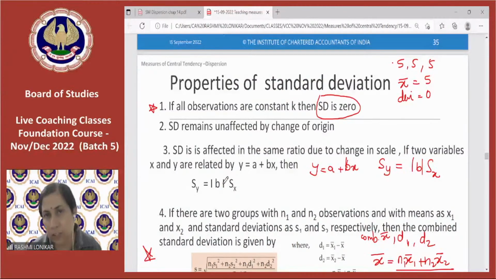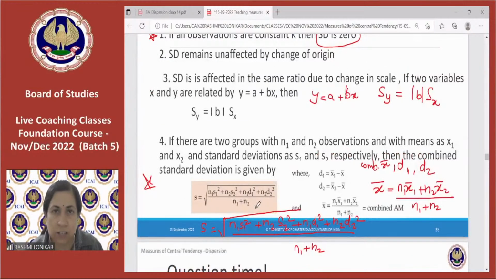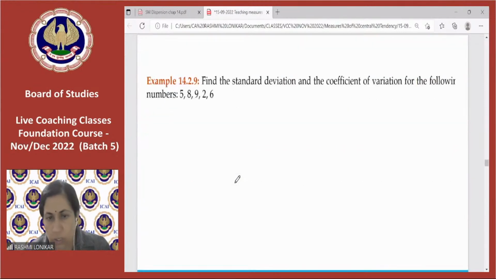Second, it is unaffected by change of origin. Third, it is affected by change of scale, that is sy is equal to mod b into sx. And the combined standard deviation is given by n1 s1 square plus n2 s2 square plus n1 d1 square plus n2 d2 square, the whole thing upon n1 plus n2, and for the whole thing you will find the square root. Okay, are these formulas clear to you? And if they are, we will find this.